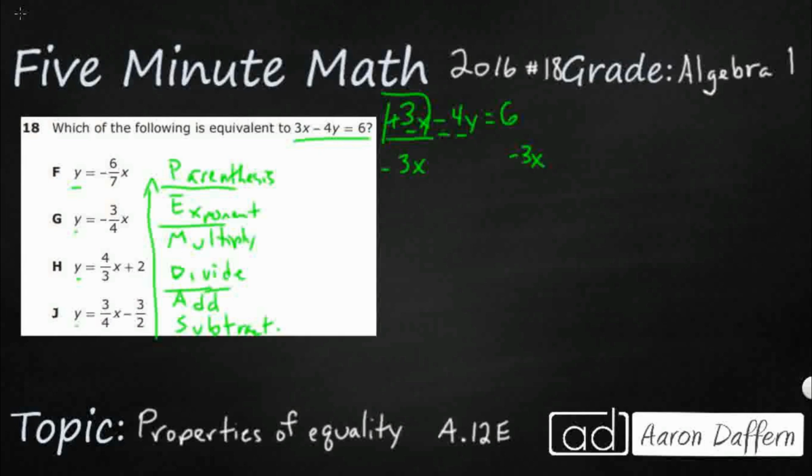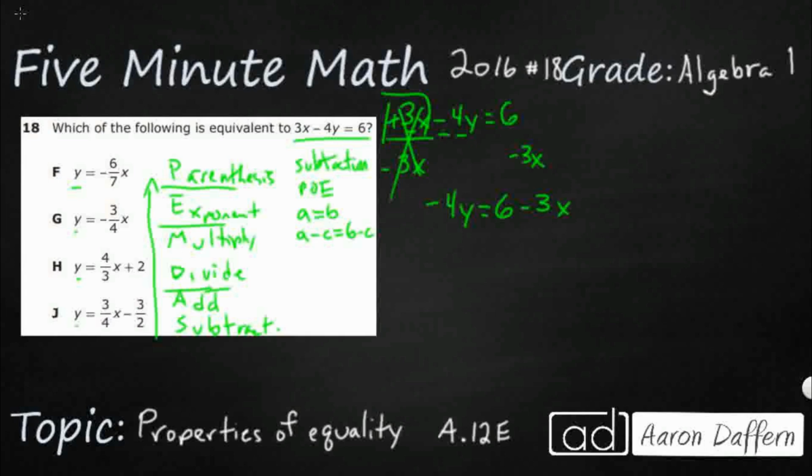Now, how do we know that? This is actually called the subtraction property of equality. I'm just going to call that POE. That says if A equals B, then A minus C equals B minus C. You can subtract the same thing from both sides of an equation and get the same answer. So those two are going to go away. I'm going to get negative 4y equals 6 minus 3x.